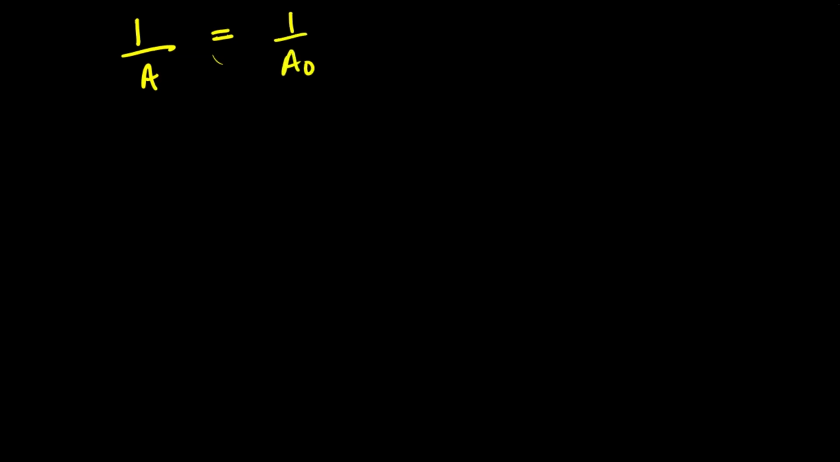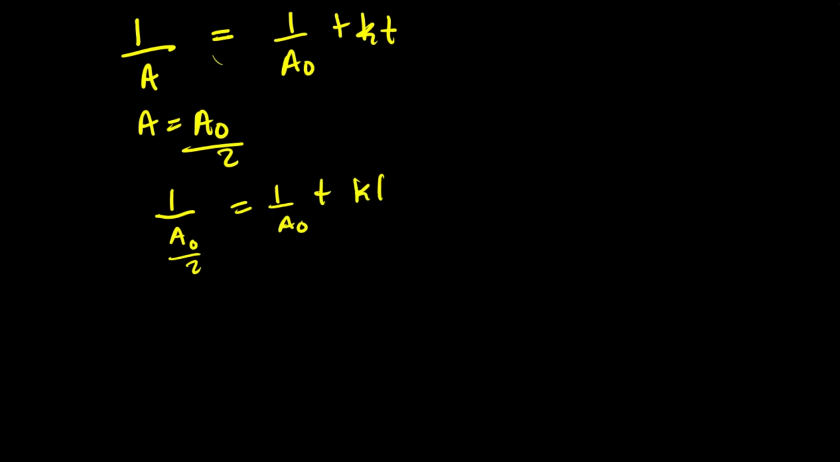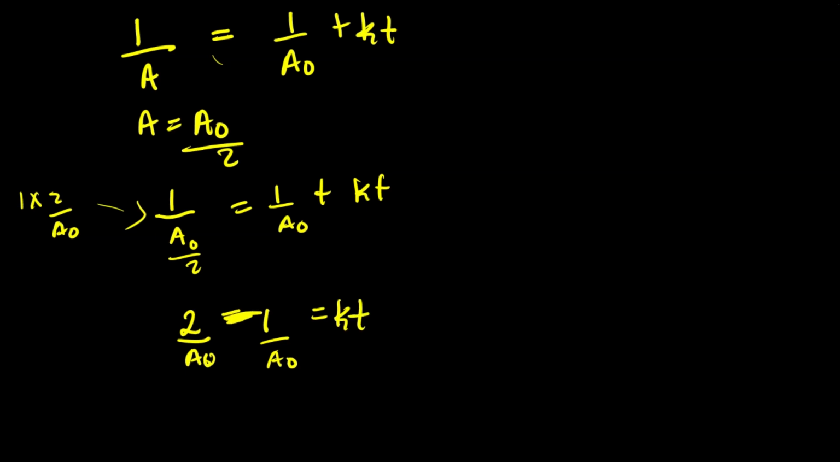Very quickly, let's take a look at the half-life for a second order reaction. For a second order reaction, we have 1 over a is equal to 1 over a naught plus kt. Of course, a here is equal to a naught divided by 2. So we'd have 1 divided by a naught divided by 2 is equal to 1 over a naught plus kt. Now this is 2 over a naught, it's the reciprocal. So 2 over a naught minus 1 over a naught is equal to kt.